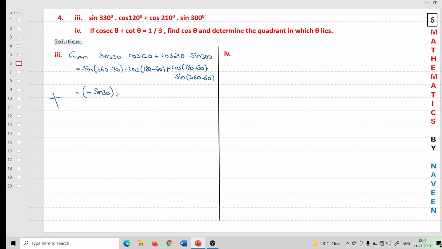Into cos(180 - 60). 180 - 60 is in the second quadrant. In the second quadrant cos values are negative. 180 is 90 multiplied by 2, so there is no change, cos only.